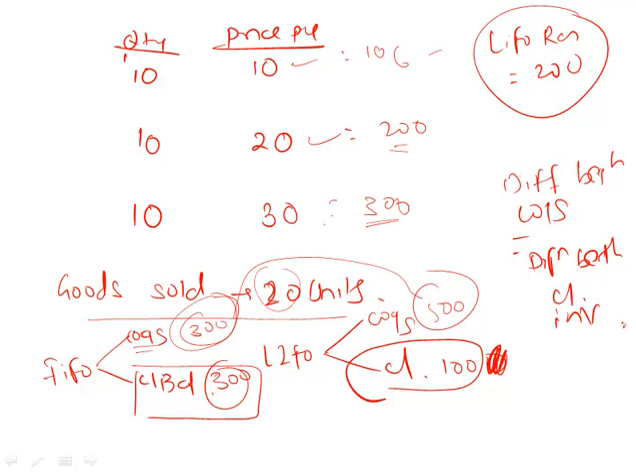So don't mug up the formula. Do it logically. My LIFO reserve is going to increase by the amount of difference between the two COGS, assuming LIFO COGS is higher than FIFO COGS.